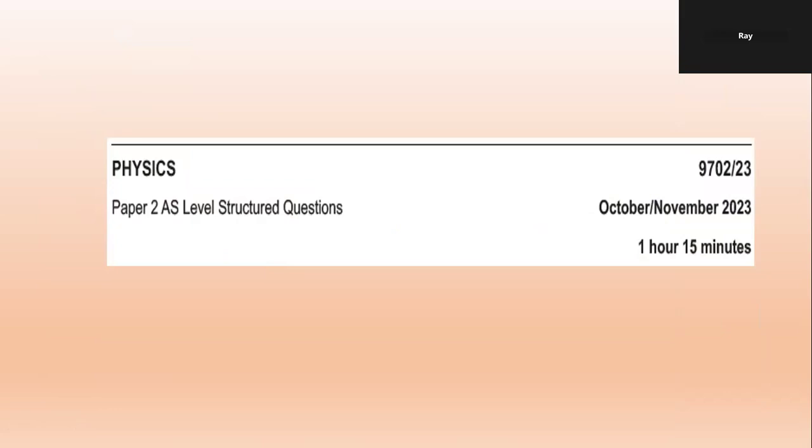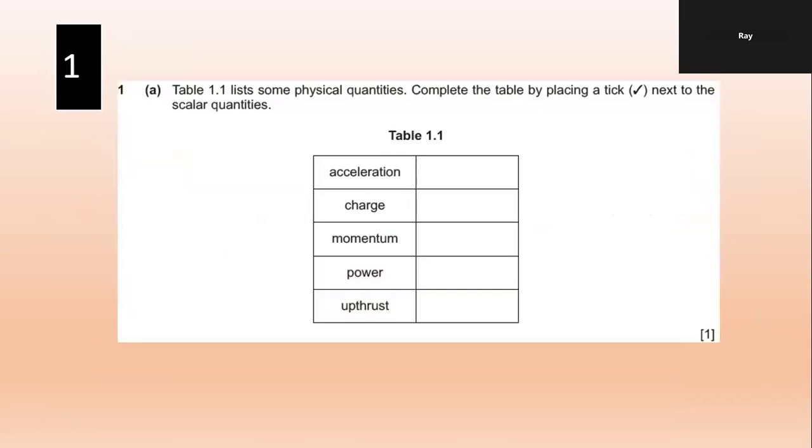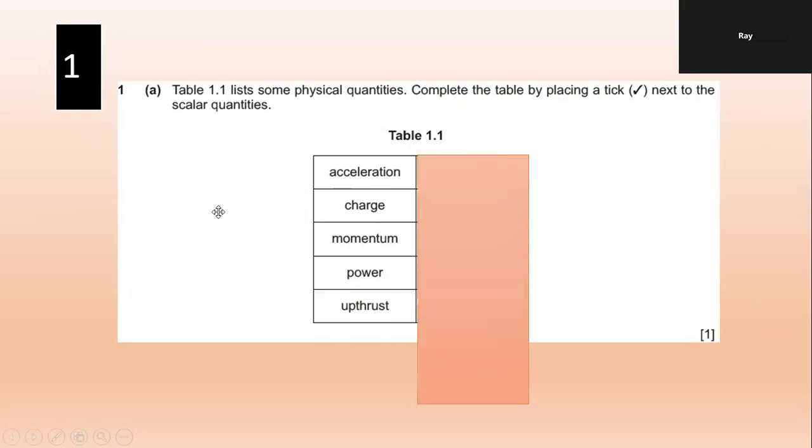Okay. Let's go to paper 2-3. Table 1.1. List some physical quantities. Complete the table by placing a tick next to the scalar quantity. So scalar quantity will be charge and power. Okay. Mark yourself.